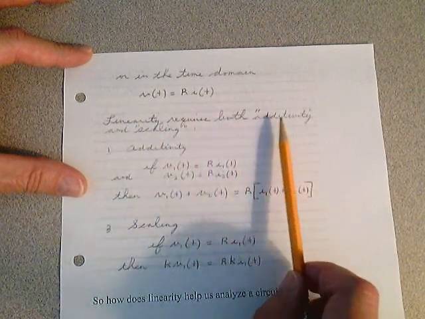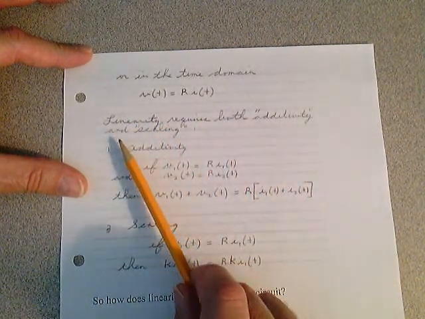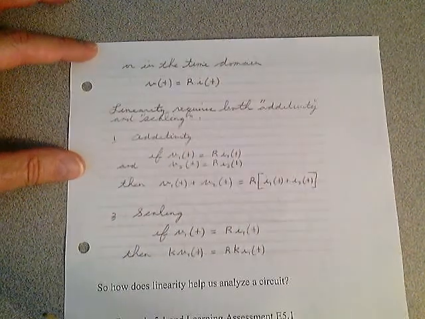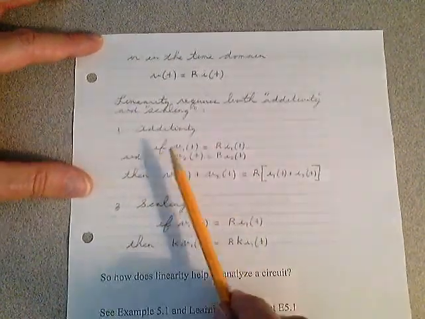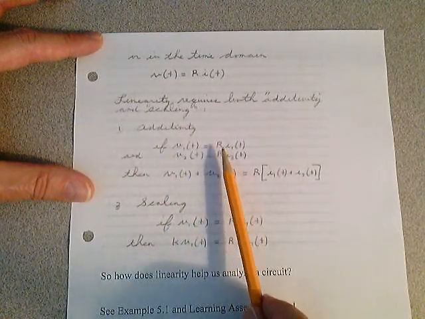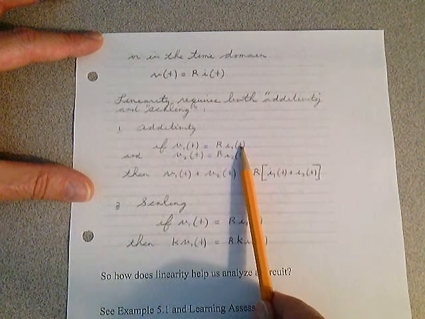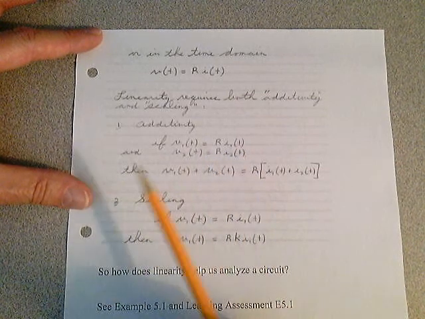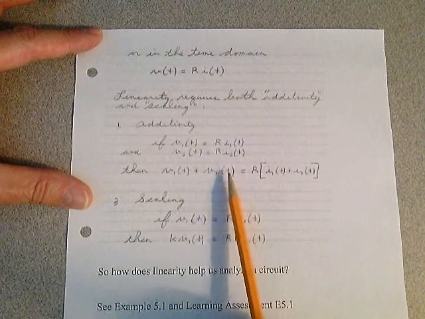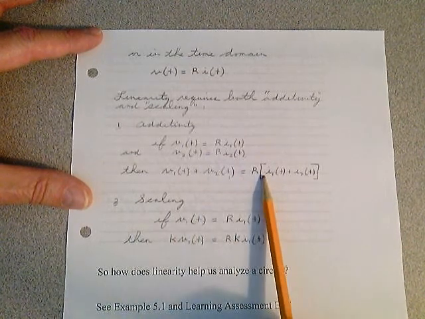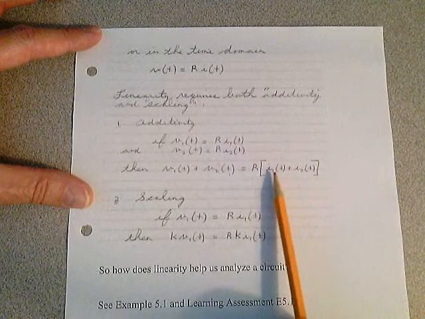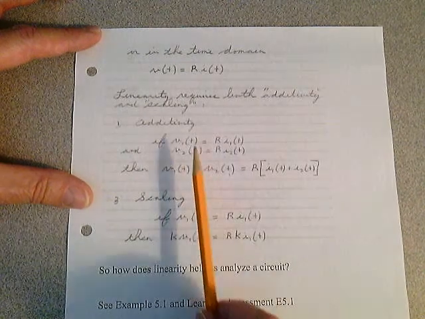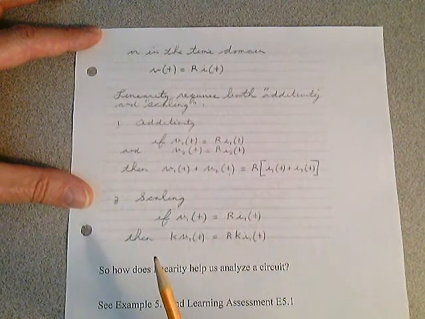Linearity requires both additivity and scaling to be able to go through the analysis I'm going to show you in a minute. Additivity basically says if the voltage V1 of t is equal to R times I1 of t, and voltage V2 of t is equal to R times I2 of t, then the addition of V1 of t plus V2 of t is simply equal to the resistance value times the algebraic sum of those two currents. If this looks simple, it's because it is. Linear equations are fairly simple.